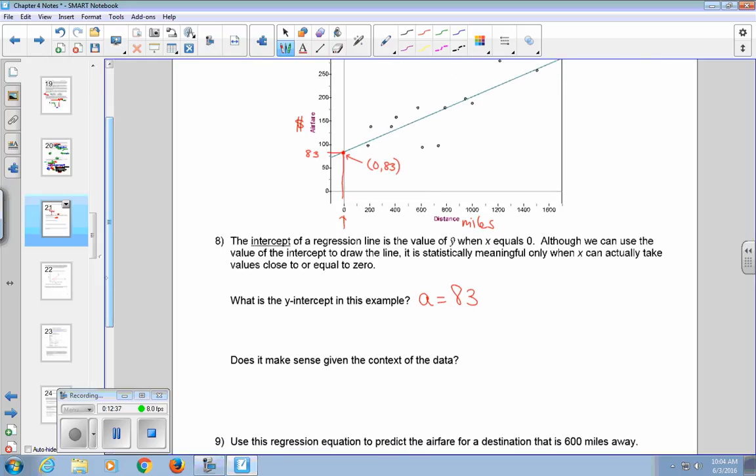And does it make sense given the context of this data? Keep in mind, this is the predicted cost of the airfare when the distance to a destination is 0 miles. So this may not be practical in this situation, unless maybe it covers the flat fees associated with flying. But ultimately, you probably aren't going to pay for airfare if you're not going to fly somewhere. So I'm going to press pause and put that interpretation down.